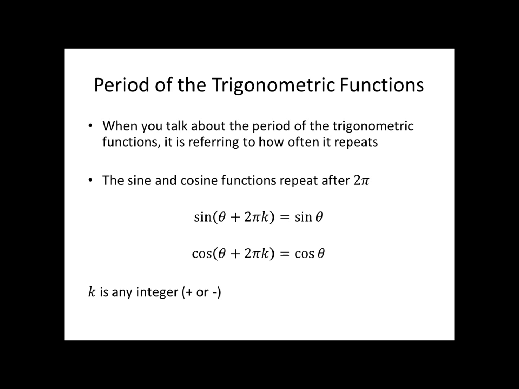So we say that the sine of theta plus 2 pi k is equal to sine theta. Basically, that 2 pi k just means that we've gone around the circle. Now, k is any integer, positive or negative. Same thing with cosine. If we add 2 pi times some integer, we're going to get the exact same value. So that 2 pi k really doesn't do anything for us. It just sends us more and more times around the circle.